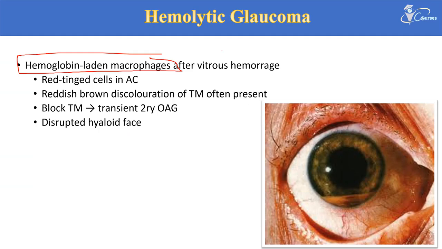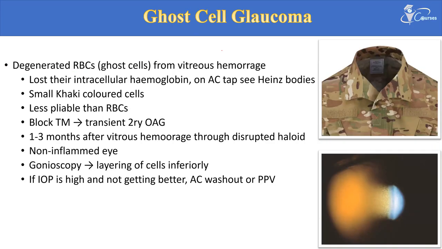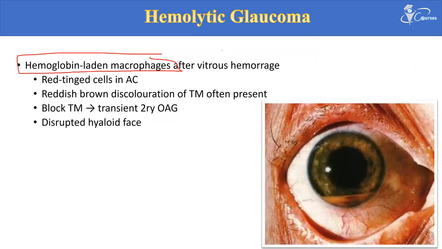This shouldn't be confused with ghost cell glaucoma. In hemolytic glaucoma, there are hemoglobin-laden macrophages. This is very important in the exams. What is the structure that is closing the trabecular meshwork? In hemolytic glaucoma, it is macrophages that engulfed hemoglobin, released from the RBCs, and now deposited into the trabecular meshwork after vitreous hemorrhage.